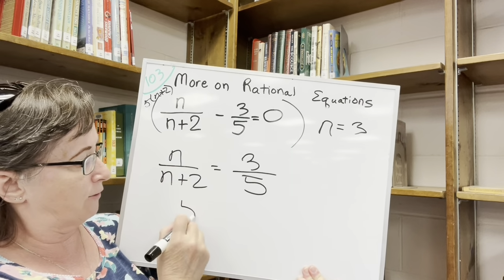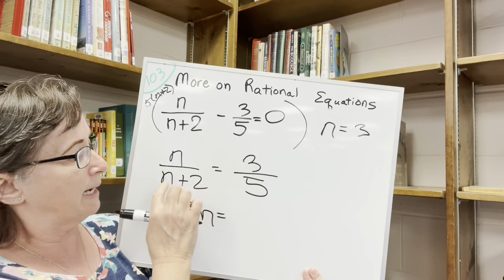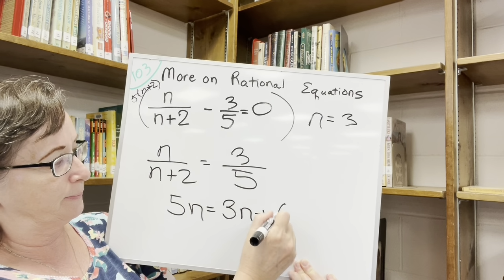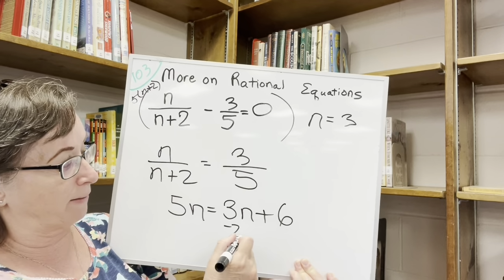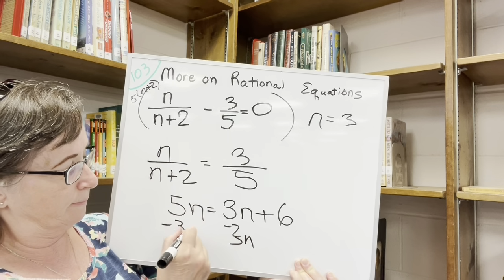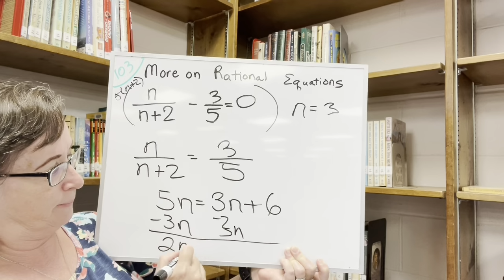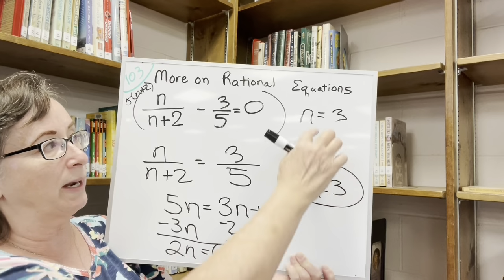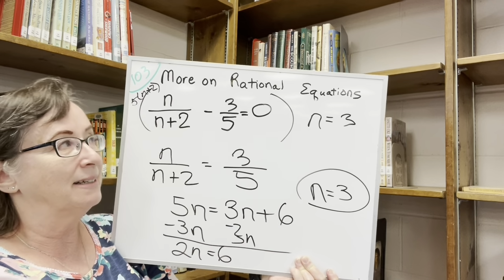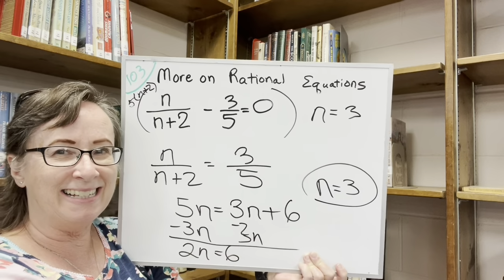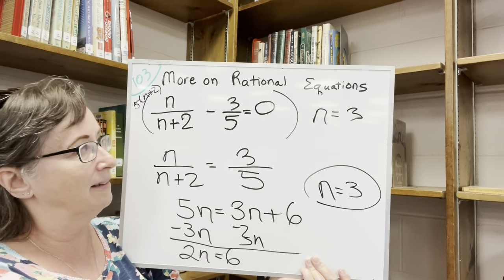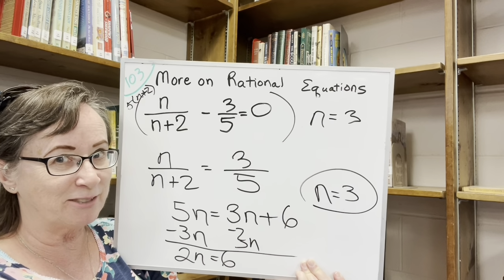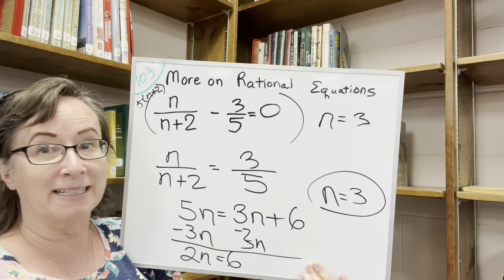N times 5 is 5n. 3 times n plus 2 is going to be 3n plus 6. And I'm going to subtract the 3n. And I'm going to get 2n equals 6, or n equals 3, which is what I had before. The proportion method does tend to be a little bit quicker than the least common denominator method, but we do get the same answer both ways. So they're both legitimate ways to solve.